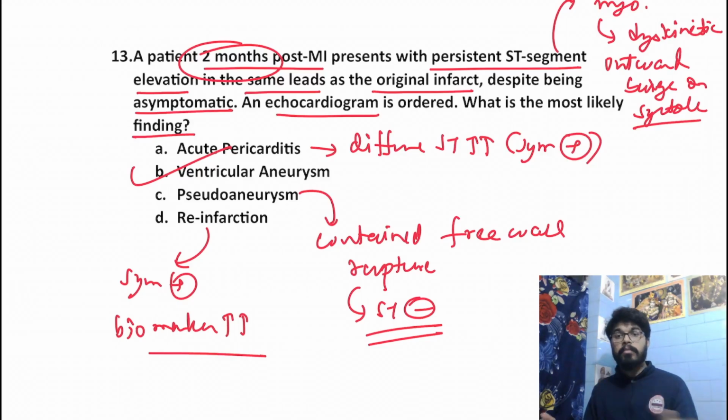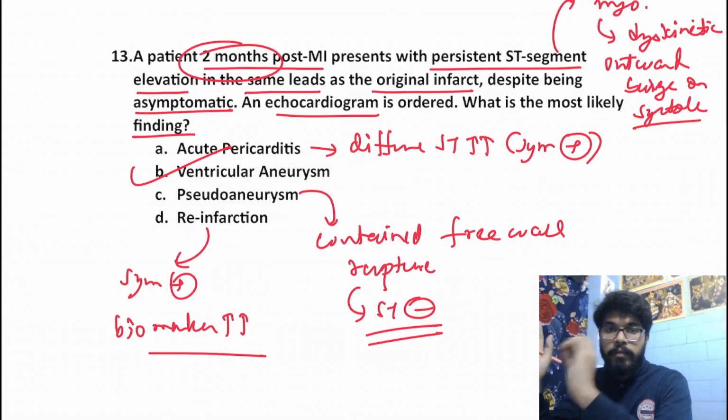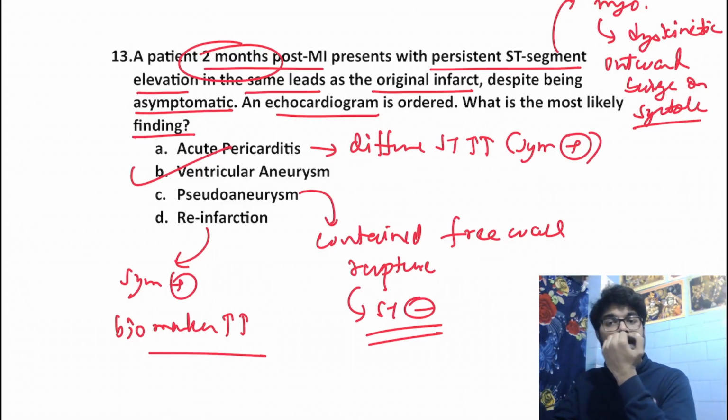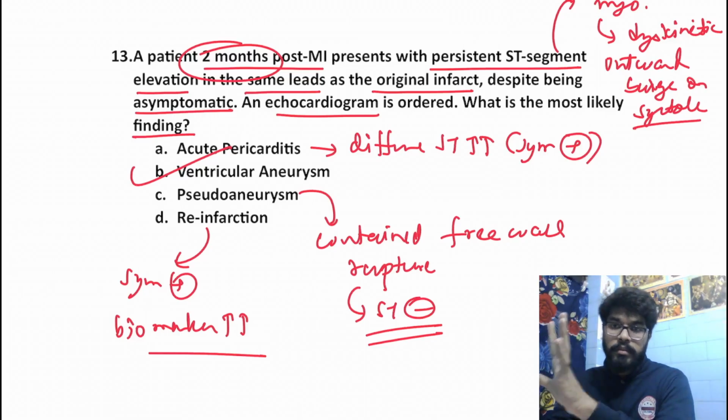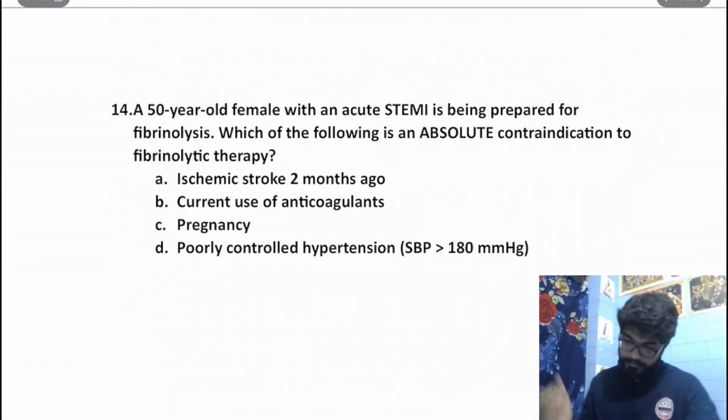Okay. So just remember that this is a very characteristic presentation of ventricular aneurysm. After months there is persistently elevated ST segment elevation without any symptoms. Okay. Moving on to the next question.